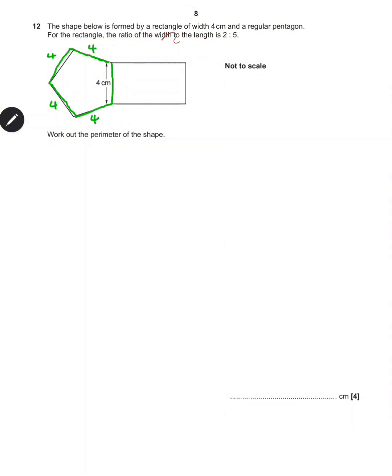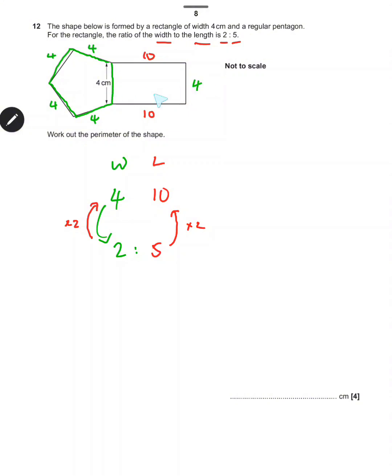It says for the rectangle, the ratio of the width to the length is 2 to 5. I know that the width is 4. What I don't know is the length. Okay. But if we know that the ratio is 2 to 5, then I just need to work this backwards. How do you go from 2 back up to 4? You're just doubling. This side I'm going to double, and we now know that the length must be 10. So this is 10, this is 10, and I did miss a side length off. That is also 4 because this is a rectangle.